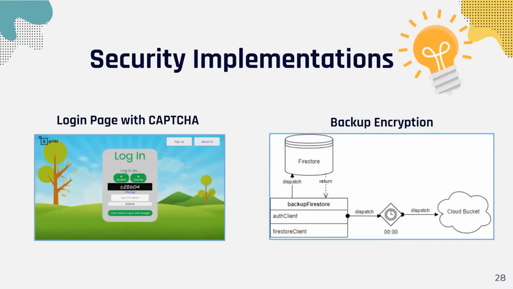So here are the two solutions that we just talked about. The first one being the login page, which just implements a basic CAPTCHA. And the next one is our backup encryption. Firebase has a simple way of implementing this by using something called Cloud Scheduler, which allows us to schedule a backup of our database, which gets stored in something called a cloud bucket. And we decided to schedule our backup at midnight every day, which will help us keep everything secure and have the most accurate data backed up.